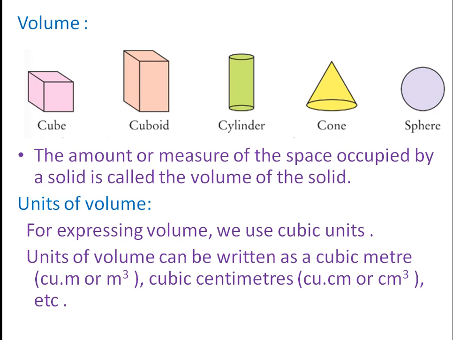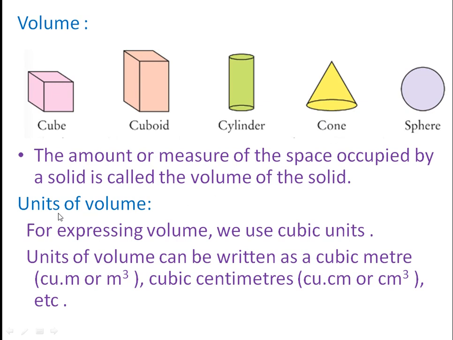Volume as measured in cubic units. Okay, see here, these are the 3D pictures. We know these names. This shape name is cube. This shape name is cuboid. This shape name is a cylinder. This one is a cone and this one is a sphere. These are the examples for the 3D figures and also examples for the volume.